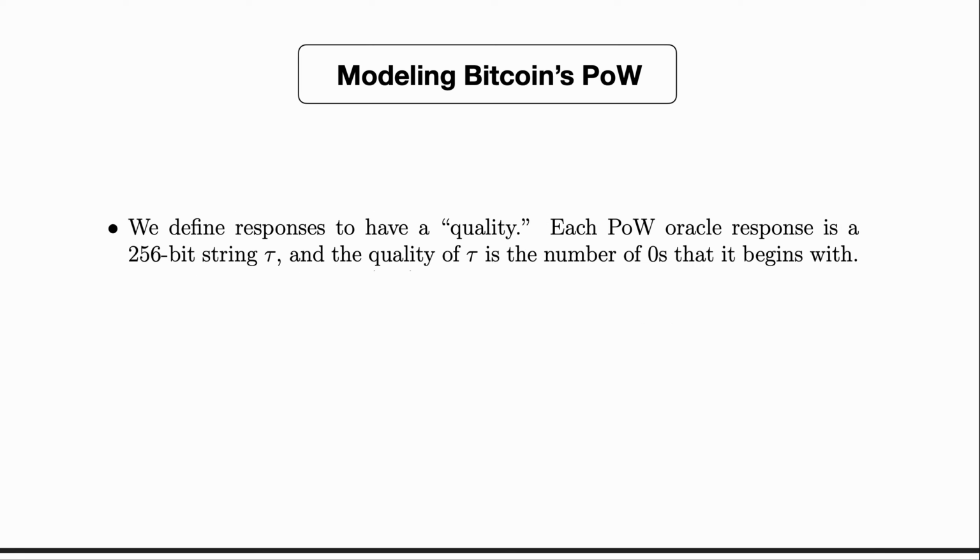Okay, and then we want to be able to model Bitcoin's proof of work in such a way that we can deal with the difficulty adjustment algorithm. So we want responses to have a quality. Each proof of work oracle response is going to be a 256-bit string, tau say, and the quality of that string tau is just the number of zeros that it begins with.